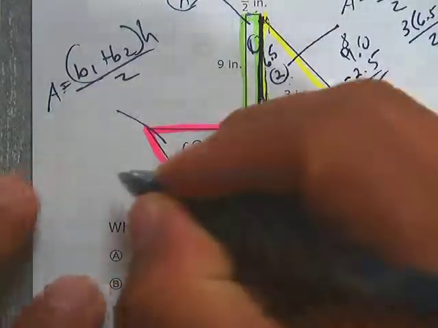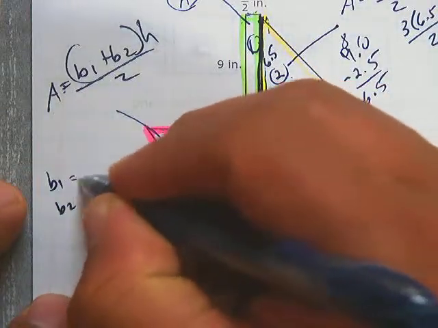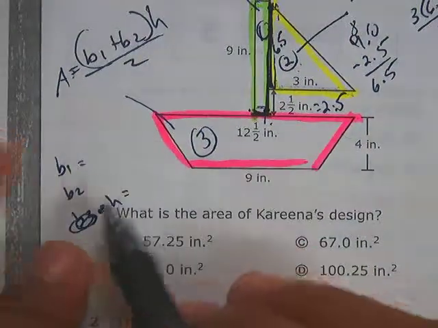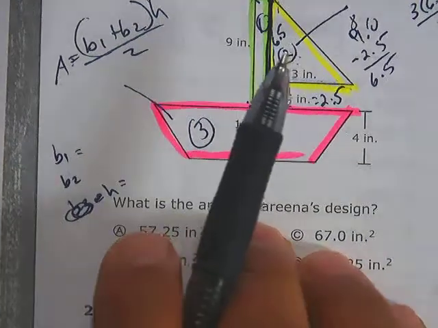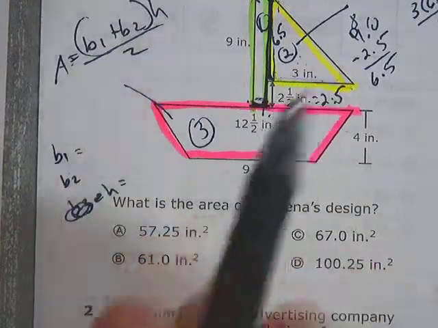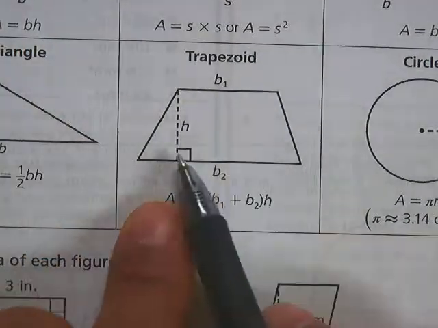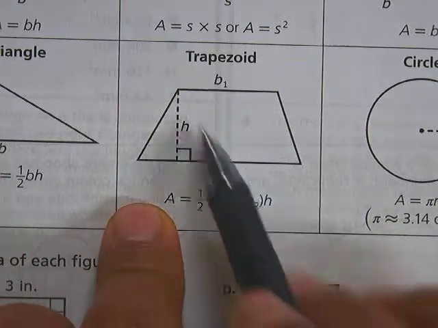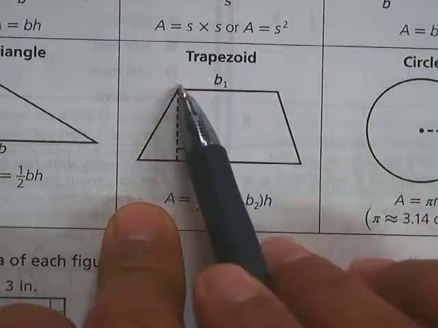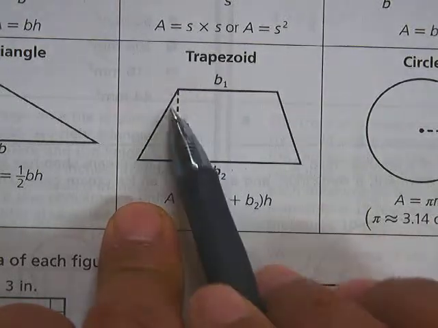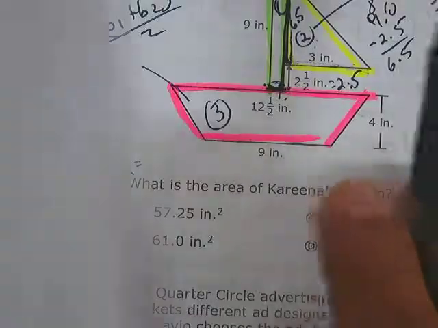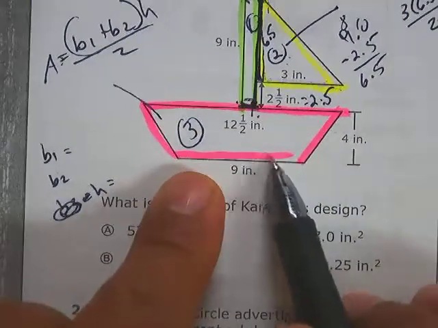Answer number 3. You need to find the 2 bases, so you need a base 1 and a base 2, and not a base 3. You need a height. Remember, this one here is a trapezoid. You see, base 1, base 2, and the height is perpendicular to the bases. Perpendicular means it touches both bases at a 90 degree angle.